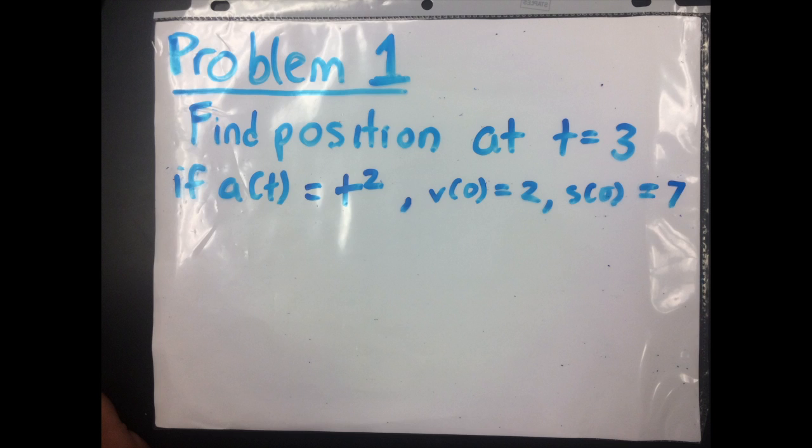Okay, so here's an example problem. It says find the position at time t equals 3 given that the acceleration function a of t equals t squared, and you're given the initial conditions v naught equals 2 and s naught equals 7.